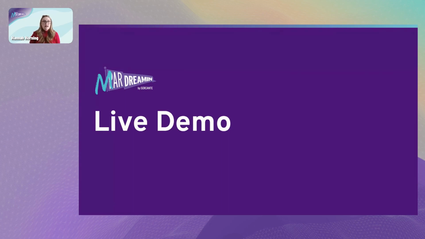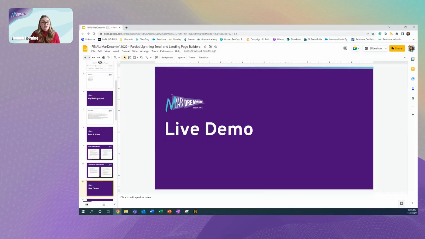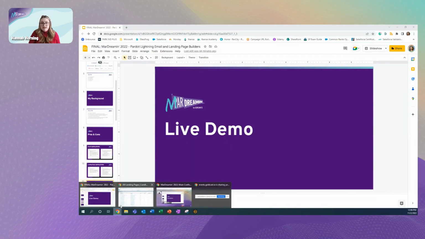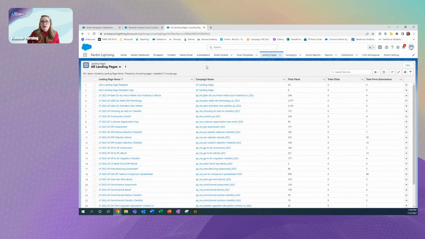Okay, so now that you have a brief understanding of what I'm seeing as the pros and cons, I do want to jump into a live demo and give you a walkthrough of the basic functionality here. I'll split this into 3 parts. You can see I have my layout customized for my organization, so your tabs may be different, but you have email content, email templates, and then landing pages.